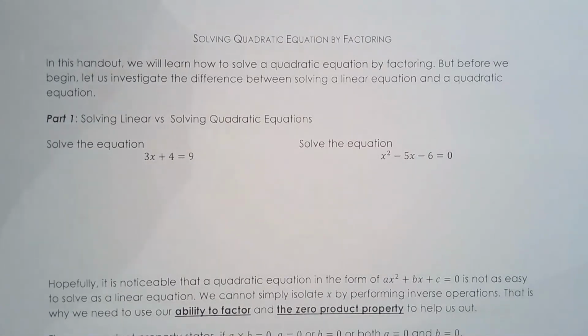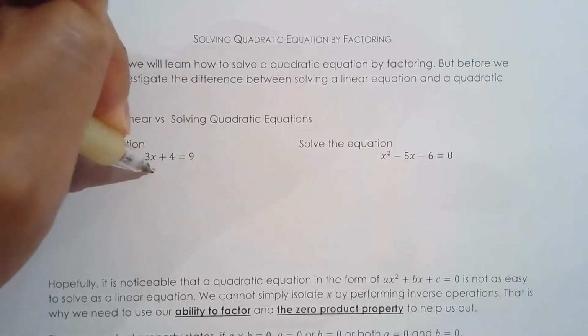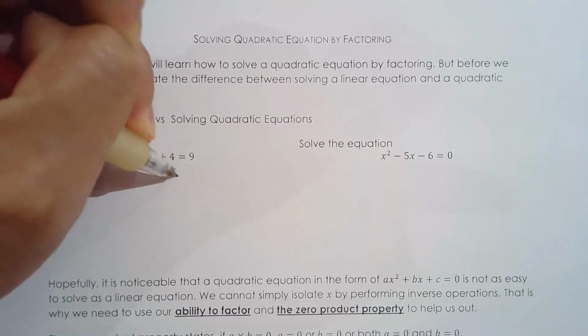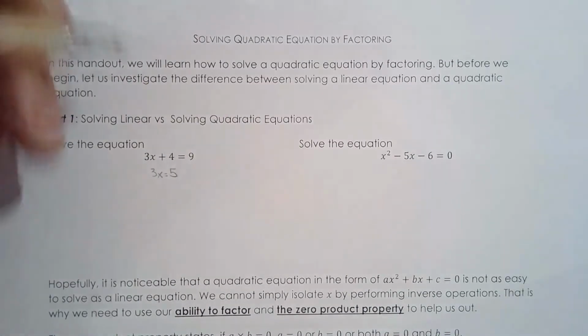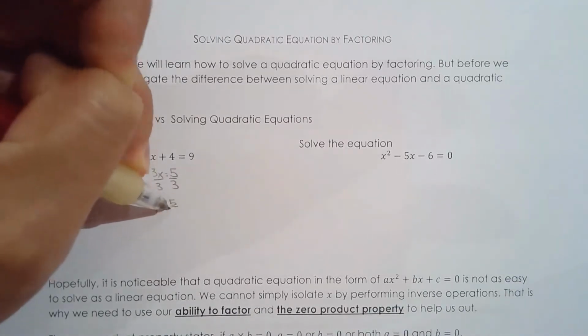One of the things that we really want to learn how to do is solve quadratic equations, because there's a bunch of word problems waiting for us. Okay, so just a quick refresher. Let's solve a linear equation. This is what you did in grade 9. So 3x plus 4 equals 9. What you did was subtract both sides by 4. You get 5 on the right side, divide both sides by 3, and you get x equals 5 over 3.